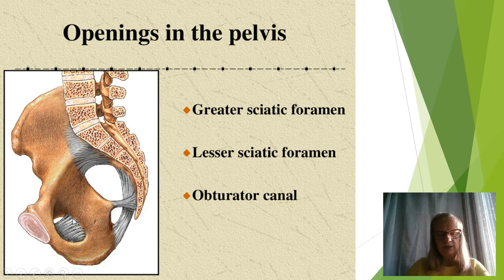One more ligament, but it's not a ligament, it's a membrane. The obturator foramen is closed by the obturator membrane, and above this membrane, below the superior pubic ramus, we have the obturator canal. The obturator canal is bounded by the bone and the obturator membrane. So: greater sciatic foramen, lesser sciatic foramen, and the obturator canal.